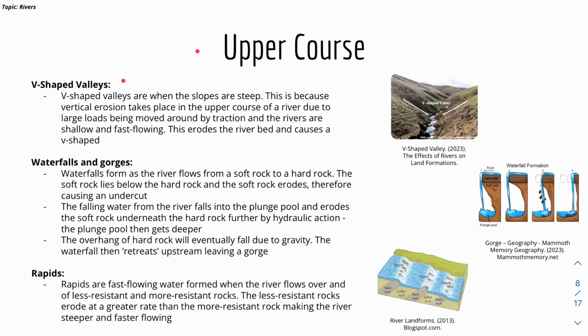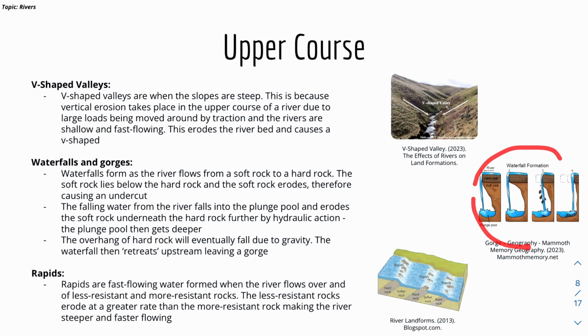We have V-shaped valleys, where the slopes are steep due to vertical erosion happening in the upper course of the river, due to large loads being moved around by traction. So we have the V-shaped valleys over here. The large loads are being moved around and they erode the riverbed and river banks, causing it to form a V shape. Then we have waterfalls and gorges.